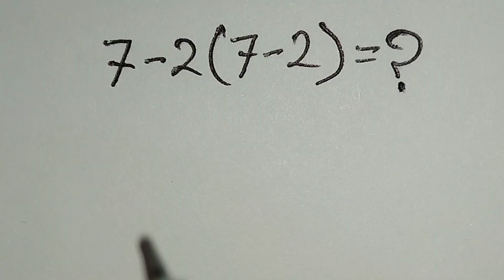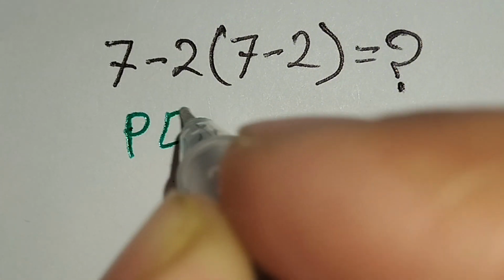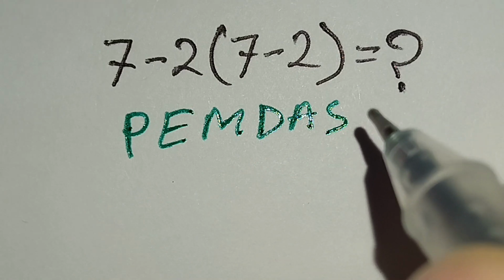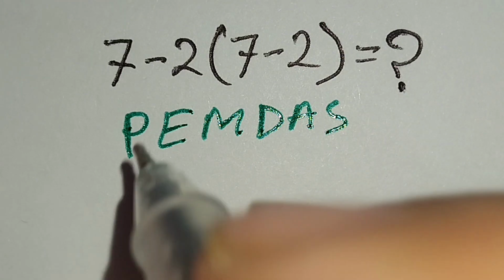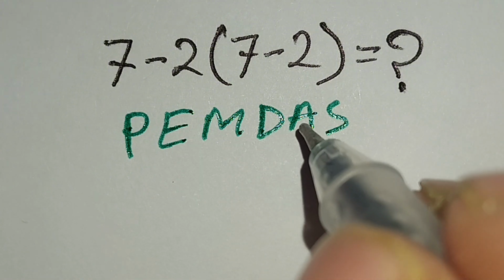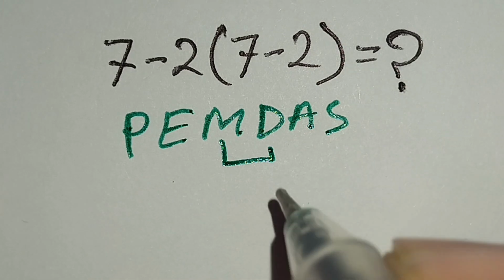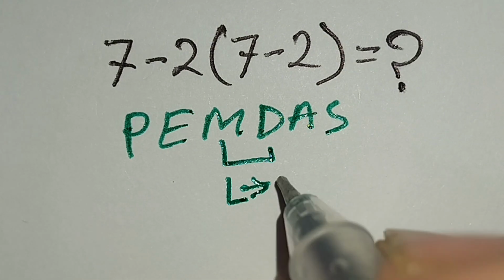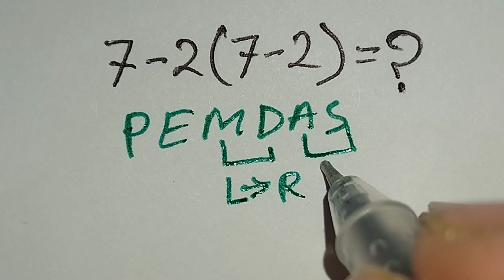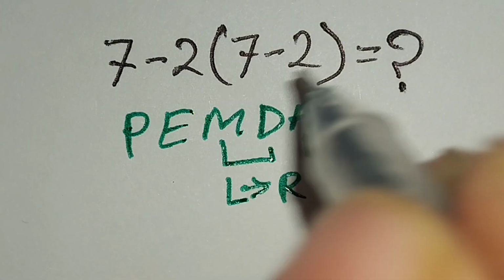Now I will apply PEMDAS rule to solve this math correctly. PEMDAS. According to PEMDAS rule, at first we have to work with parentheses, then exponent, then multiplication or division, then addition or subtraction. Remember, multiplication and division have same priority. For this, we have to work left to right, and addition and subtraction have same priority. For this, we have to work left to right also. Therefore, at first we have to work with this parentheses.